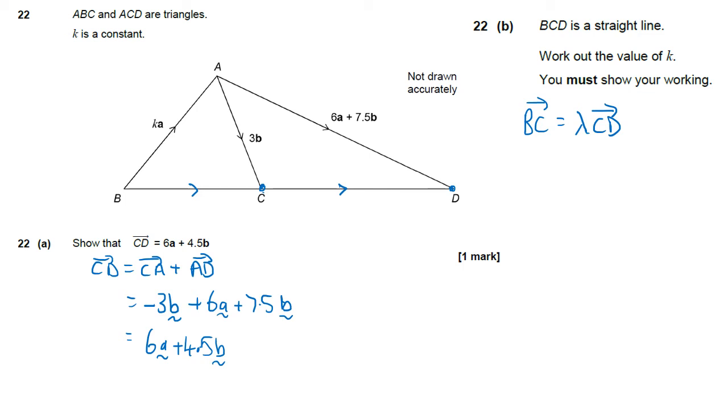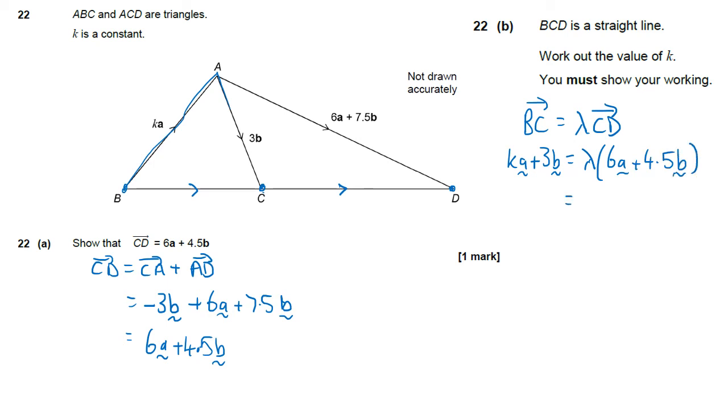So BC, now what is B to C? Well, that's B to A plus A to C. Okay, so B to C can be that plus that. So that's KA plus 3B, and that's equal to this constant, which we're going to try and find a value for, multiplied by CD, which was 6A plus 4.5B from the first part.